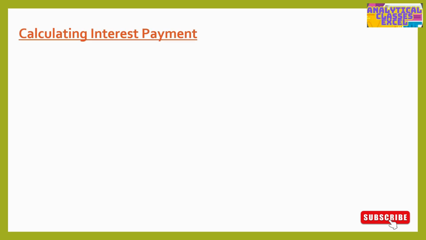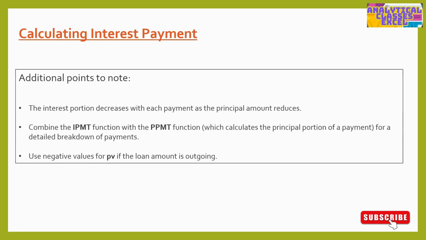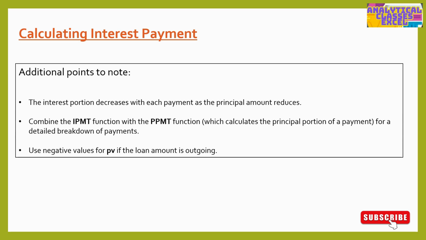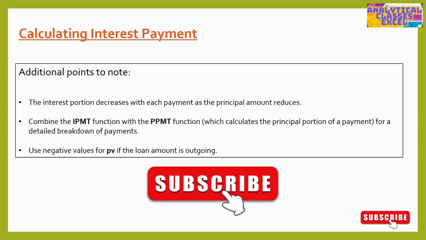An additional point regarding the IPMT function is that the interest portion decreases with each payment as the principal amount reduces. You must know that in an EMI, in the initial period the interest portion is higher and the principal is lower. With the passage of time, as your loan reaches its maturity, the interest payment decreases and the principal payment increases. So you will see the interest payment decreasing in your loan amortization table.